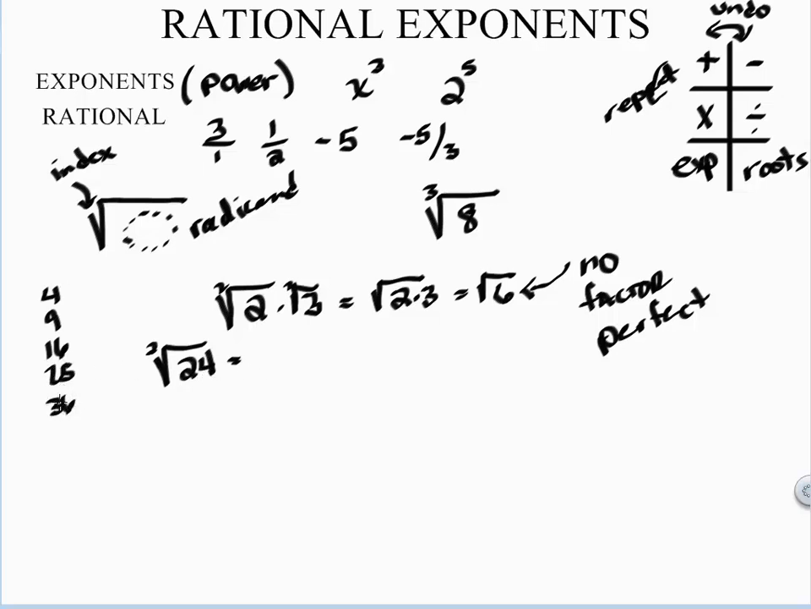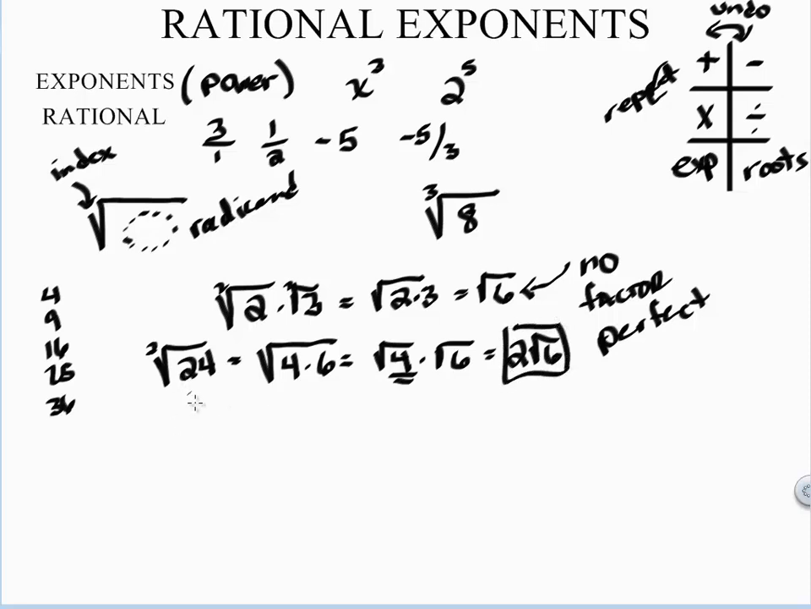So if we look at something like the square root of 24, once again the understood index is 2. Is there any perfect square that goes in? 24 is too big, 16 doesn't go into 24 perfectly, 9 doesn't go in there perfectly, but 4 does. So I can split this up into the square root of 4 times 6, and because these have like indexes, I can split them apart: square root of 4 times square root of 6. The square root of 4 is 2, so we simplify this as 2 square root of 6.